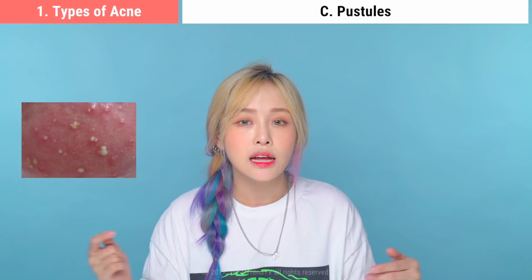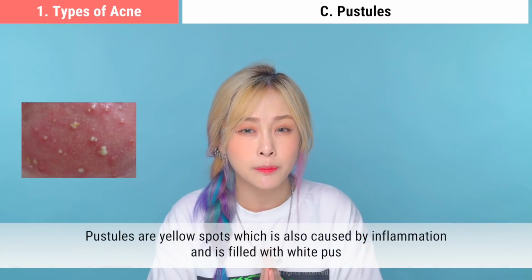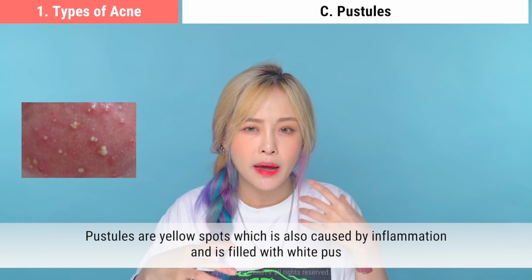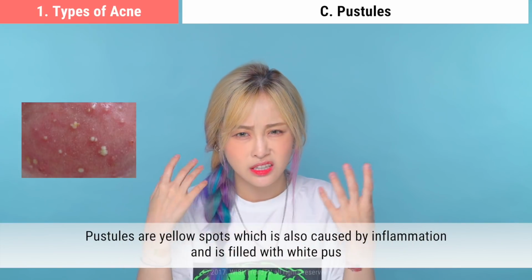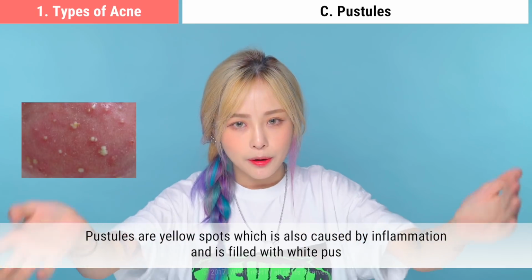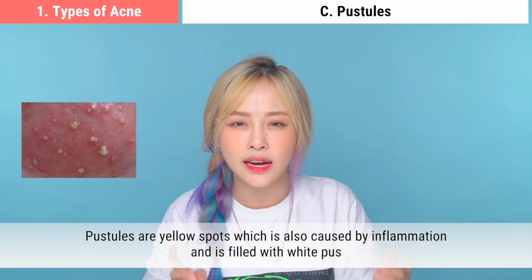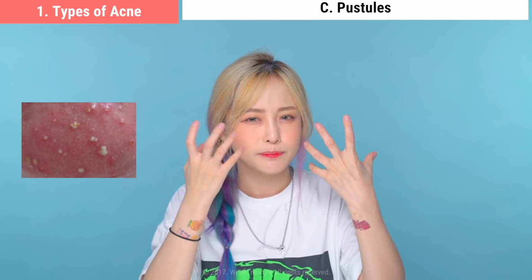C, pustules. Lesions that are inflamed and filled with pus. These may be red at the base. When bacteria is infected and your skin just gets irritated, a pustule may appear, meaning a pimple is red and inflamed. So it's really bumpy.